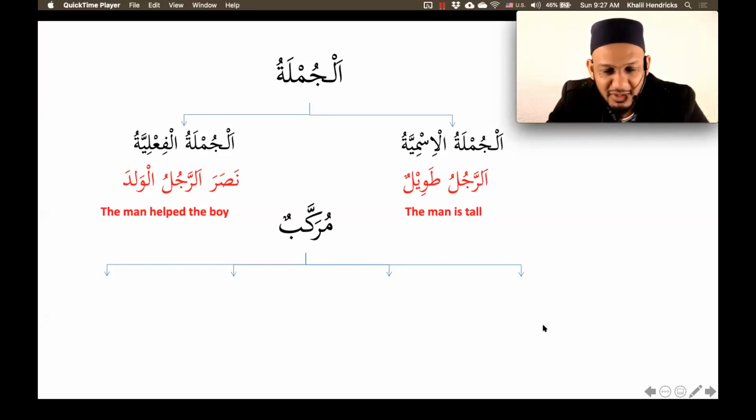Is the mubtada generally definite or indefinite? The mubtada is generally definite. Okay, and the khabar? Not always. The khabar won't be definite. Okay, so generally speaking, especially in our first year, we're going to just recognize it as the mubtada is normally definite and the khabar is normally indefinite. There are some exceptions later on, inshallah.